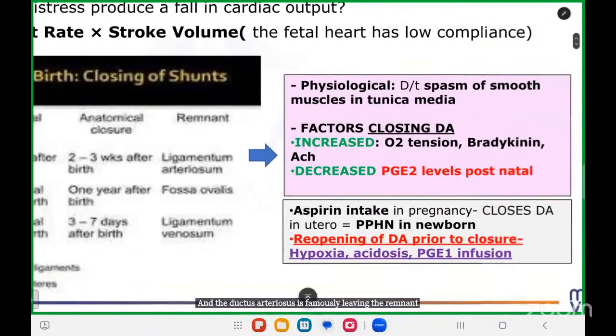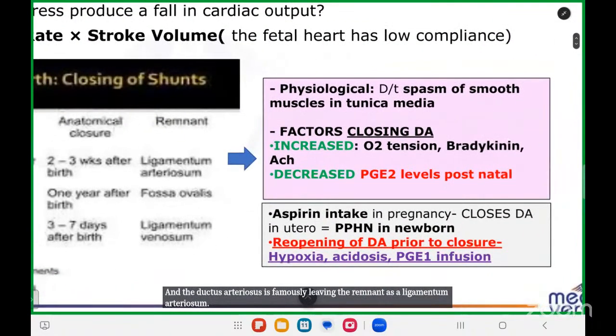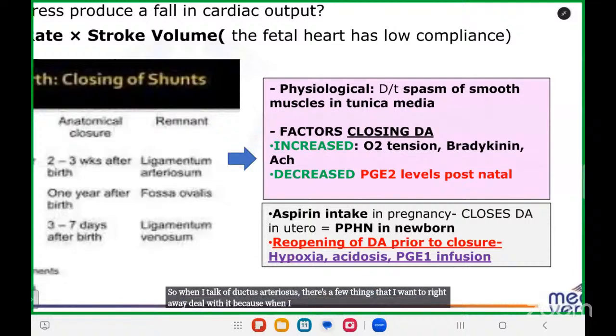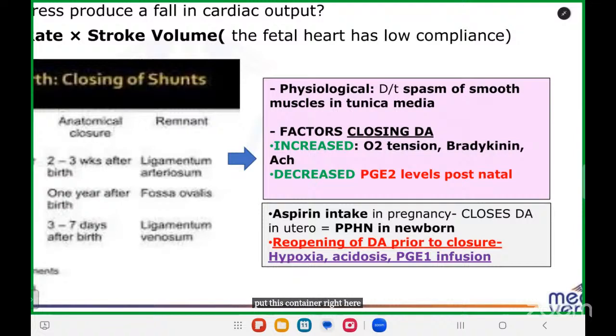So when I talk of ductus arteriosus closure, there are a few things that I want to deal with right away, because when I go to a disease where the ductus remains open even in postnatal life, that is called a PDA, or the famous patent ductus arteriosus, that is exactly where these concepts will come into place, which is why I have put this content right here. So the ductus arteriosus, as I said, in postnatal life, will close.